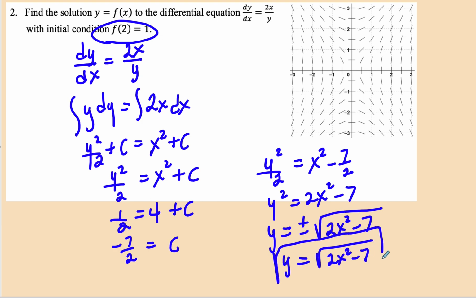And what does it look like in the slope field? Remember, the point is 2, 1 right here. And so what it is, it's this part right here. Actually, the whole thing is a hyperbola, but we don't want the lower half here because we don't want our y's to be negative.